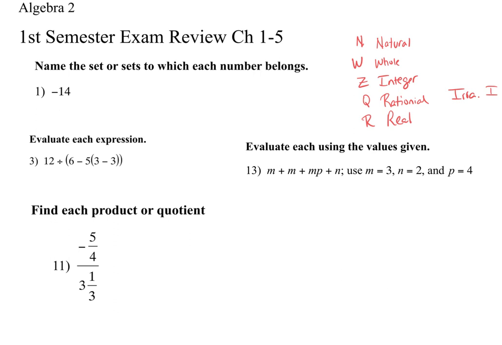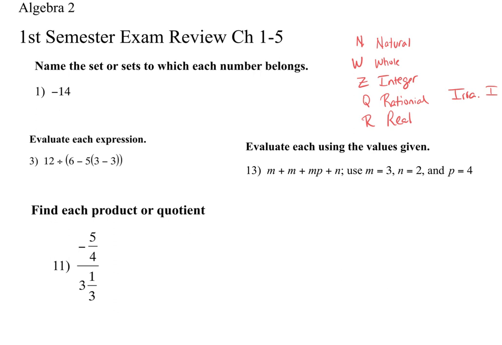Natural is your counting numbers, 1, 2, 3, 4, 5. Whole gives you a 0, 1, 2, 3, 4, 5. Integers are your whole and their opposites, so that drops in negatives. Rational throws in your decimals and fractions. Real is really all of them at this point. Obviously, we did imaginary in chapter 5, but this is just of your real number sets. Irrational is non-repeating, non-terminating decimals.